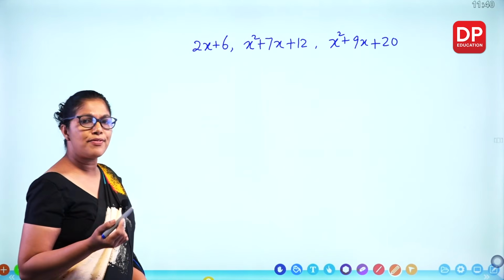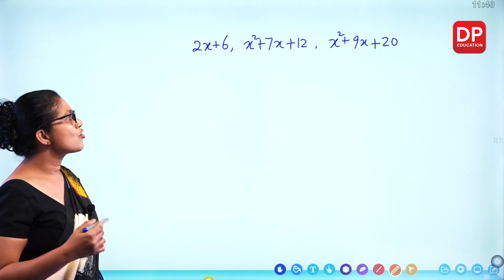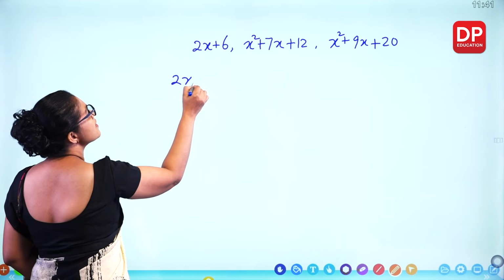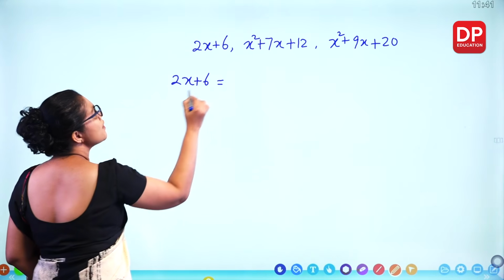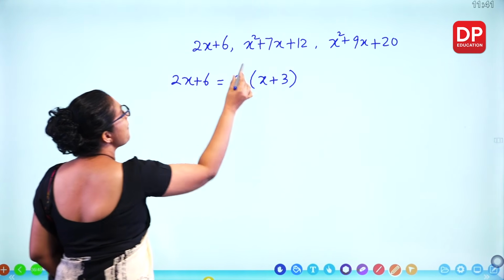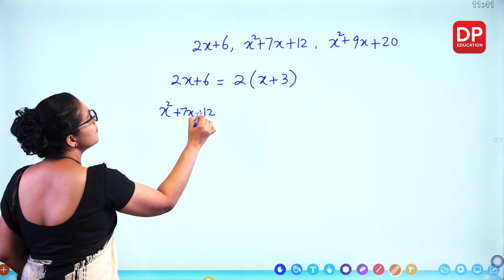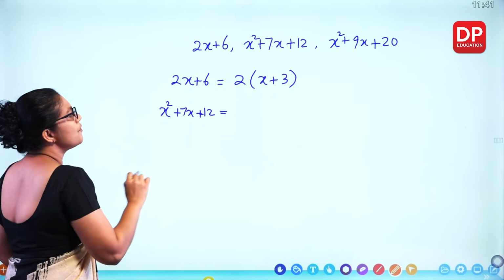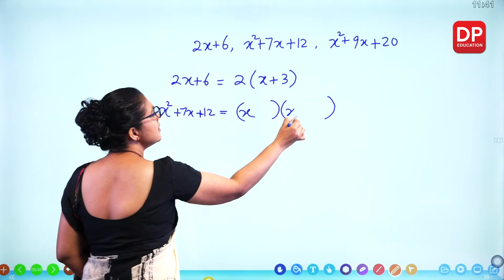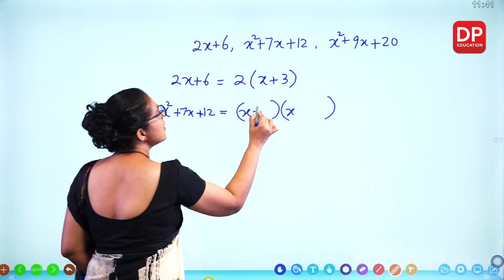Now we'll use that method to factorize quadratic expressions to find the least common multiple of these expressions. So we'll write down, first expression is 2x plus 6. So what are the factors? You can take 2 out and write x plus 3. When you take this trinomial or quadratic expression, we can straight away write down the factors. x and x here. What are the factors of 12 to get 7? Plus 4 and plus 3.